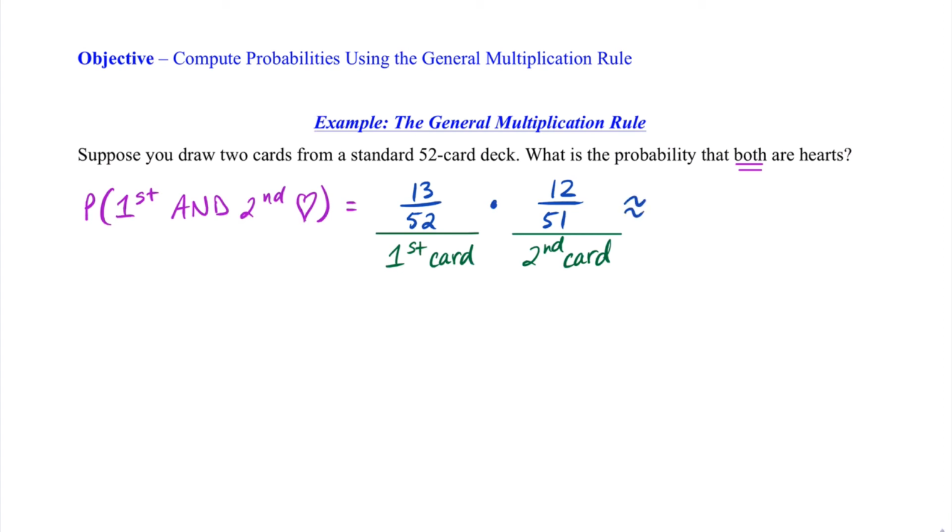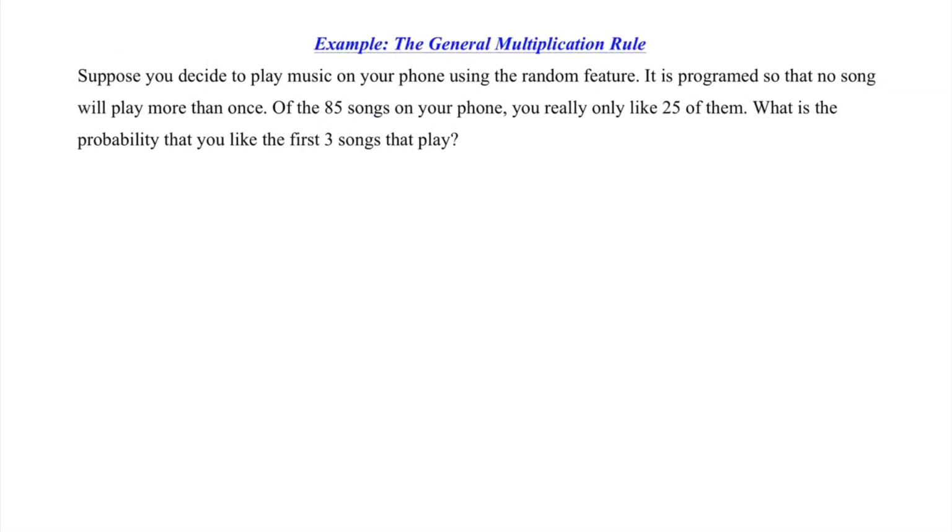If we multiply those two fractions, we get our probability of approximately 0.0588, and that would be our probability using the general multiplication rule. The key focus here, though, is it wasn't just 13 over 52 times 13 over 52, because when we pulled that first card and we were holding it, it changed the probability of us pulling a heart for the second card. Let's go ahead and jump into another example.